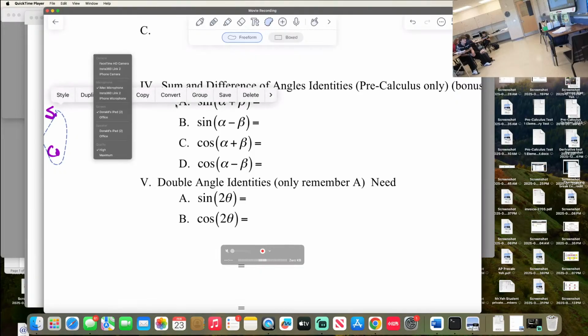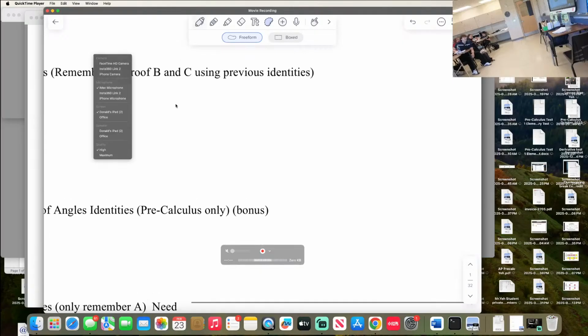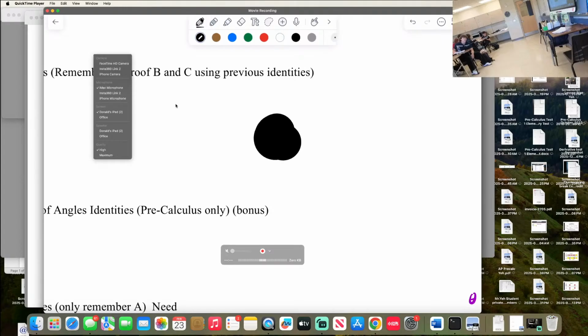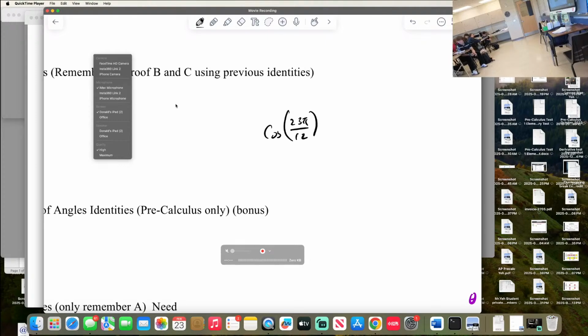So let's start with the question first. Let's see if you guys can remember how to figure this out. Start with something that's a cosine of, I don't know, 23 pi over 12. Do you know how to figure out sine of 23 pi over 12?